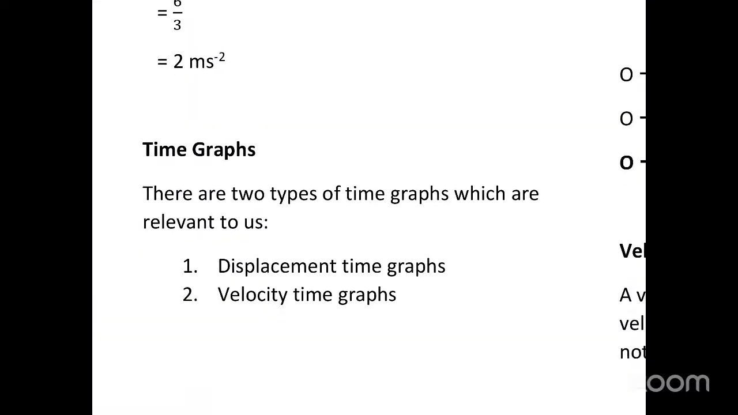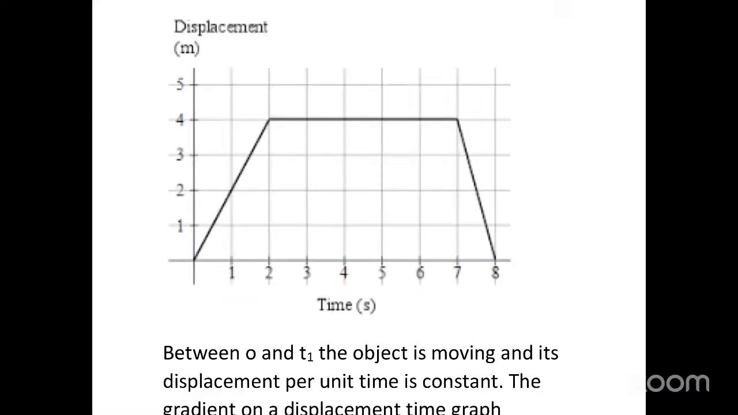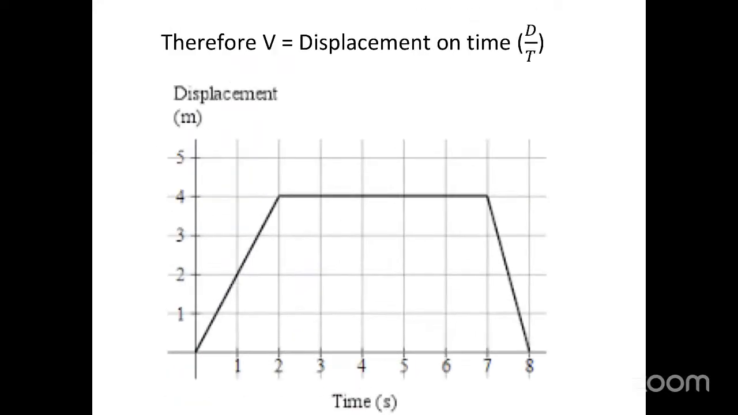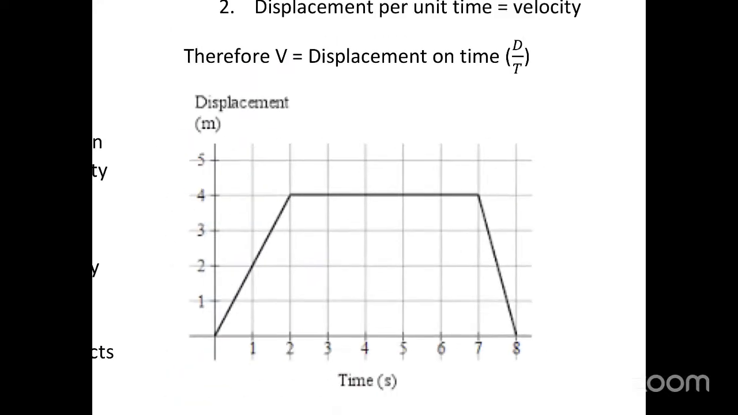Right, graphs. Remember, you have two types of graphs: a displacement time graph, like we have here, and a velocity time graph. In a displacement time graph, anybody remember what the gradient represents? The gradient for any displacement time graph is velocity. Here the velocity is positive, here the velocity is negative.